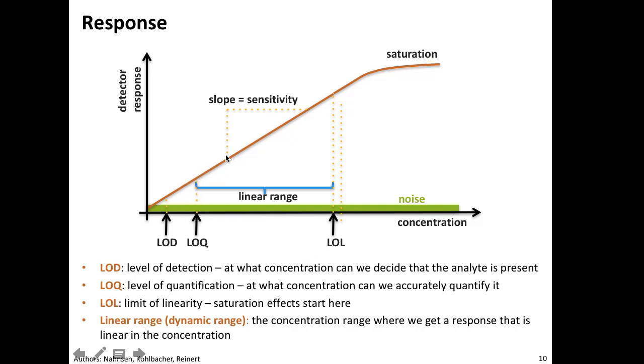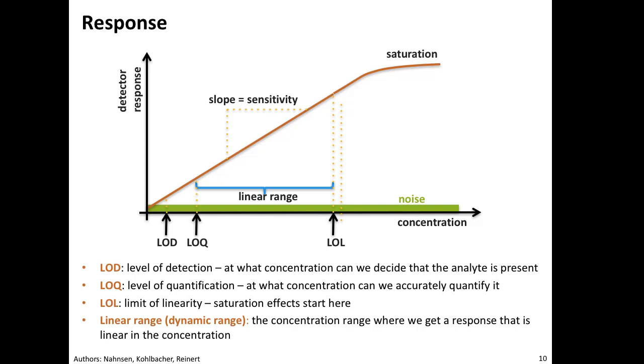Then you have a range where you can quantify more or less linearly, and eventually you get into this saturation, and that is what we call the LOL, the limit of linearity. And the difference between LOQ and LOL, that is the linear range or dynamic range of our measurement. Okay? Everyone familiar with those terms? I like to include them because people often talk about dynamic range. I've talked about dynamic range as well, and we don't really know exactly what it is. And that makes it hard to understand what the problems are.